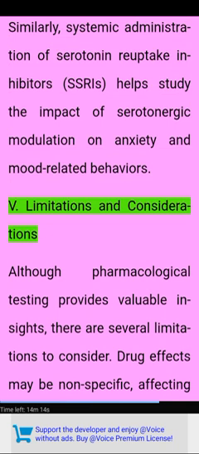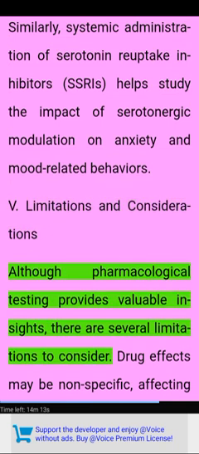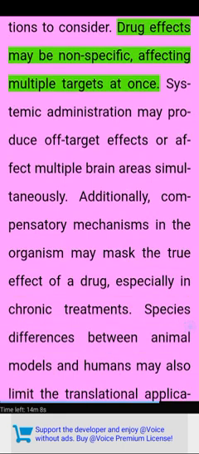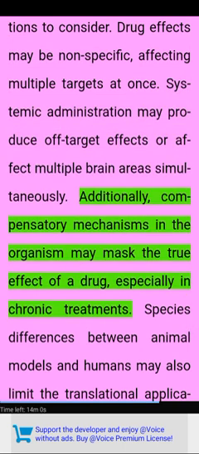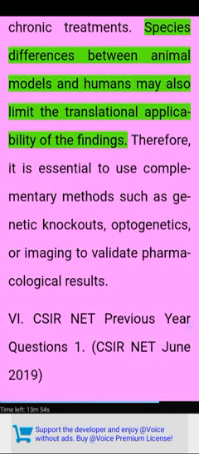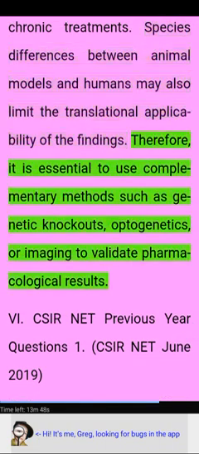The limitations and considerations. Although pharmacological testing provides valuable insights, there are several limitations to consider. Drug effects may be nonspecific, affecting multiple targets at once. Systemic administration may produce off-target effects or affect multiple brain areas simultaneously. Additionally, compensatory mechanisms in the organism may mask the true effect of a drug, especially in chronic treatments. Species differences between animal models and humans may also limit the translational applicability of the findings. Therefore, it is essential to use complementary methods such as genetic knockouts, optogenetics, or imaging to validate pharmacological results.